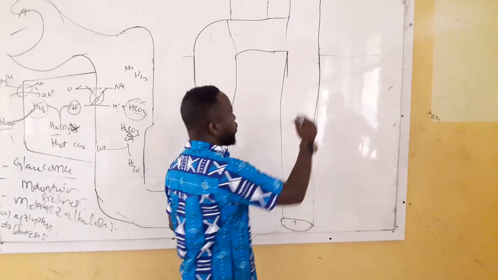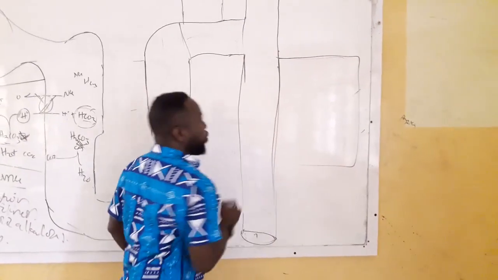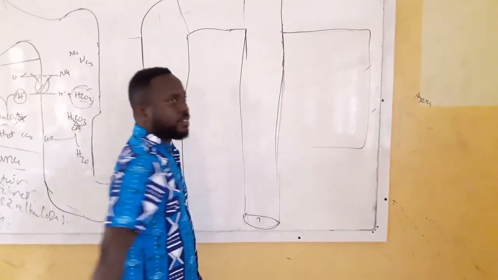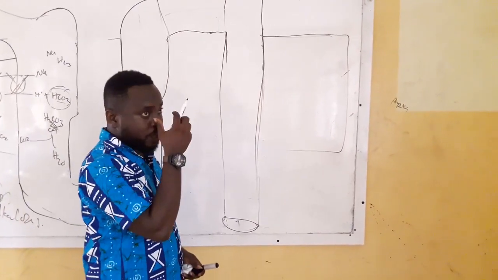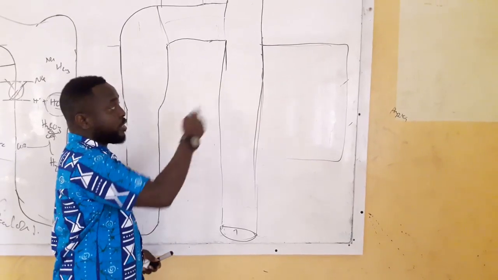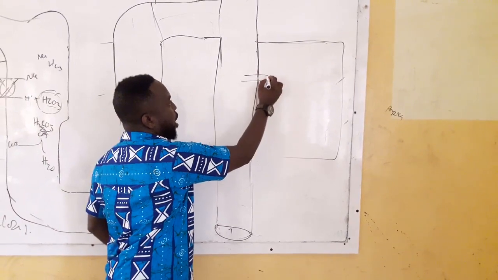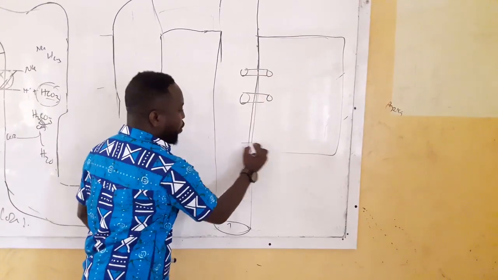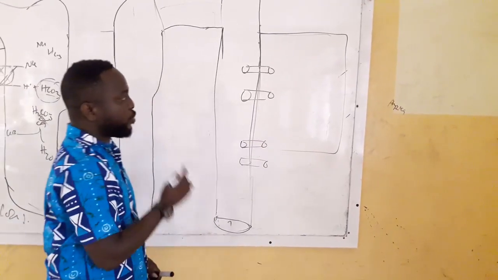And let's see something over here. If I'm expected to extend the cells over here, at the luminal side of the distal convoluted tubule, at the collecting tubules, or at the principal cells, this is what is going to happen. We have sodium channels at the luminal side of the collecting tubules, and we also have potassium channels at the luminal side of the collecting tubules.